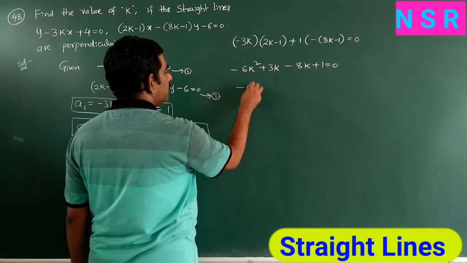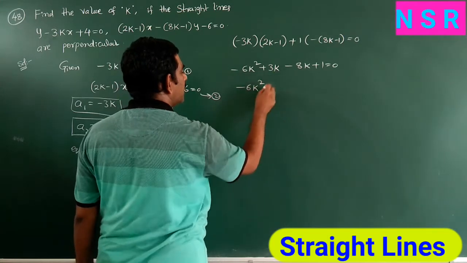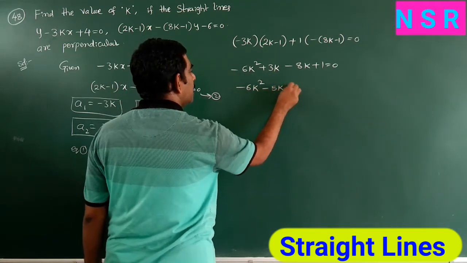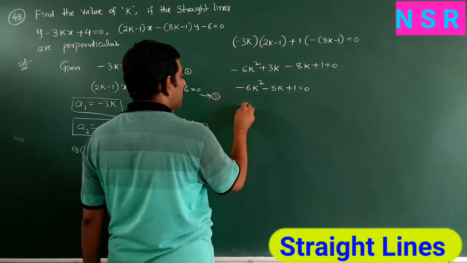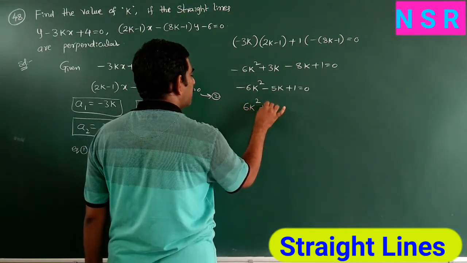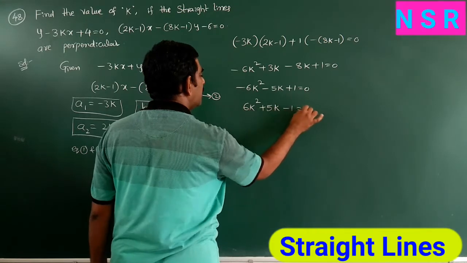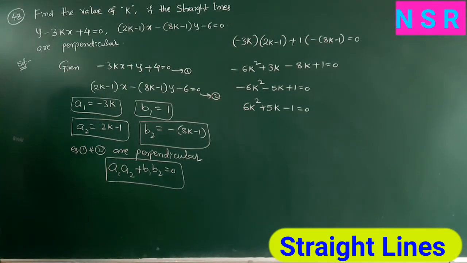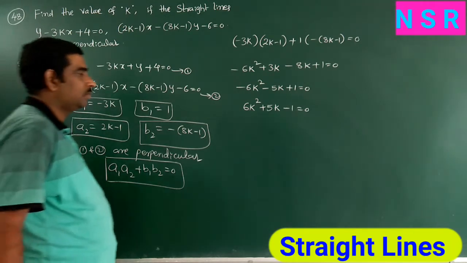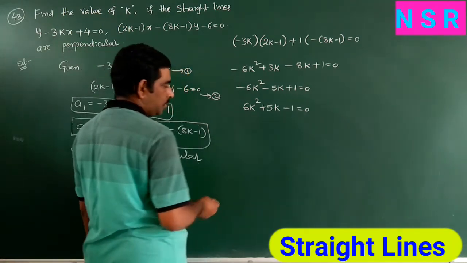So we get minus 6k square, 3 minus 8 minus 5 plus 1 equal to 0. Take minus as common here, we get 6k square plus 5k minus 1 equal to 0. So the given equation is in the form of a quadratic equation in terms of k. Now find the two roots.